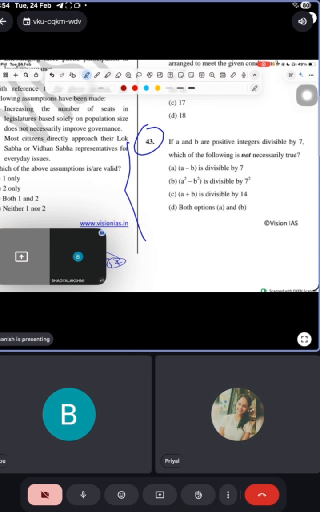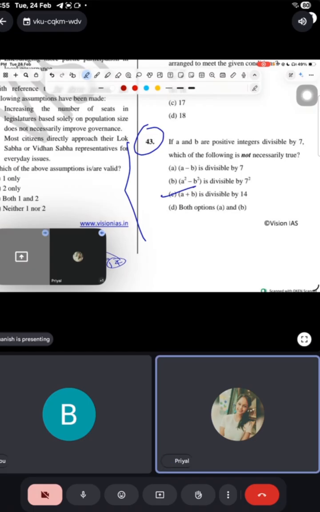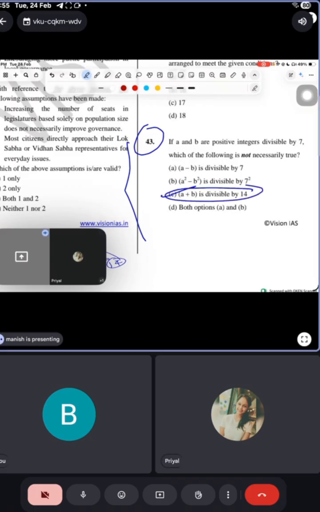We have a condition given. We have to check the answers here. So tell me the condition. A and B are positive integers and these are divisible by 7. So we have to check the options which are not satisfied. See now, let me tell you guys, I will not check these options. I will just mark this answer. Because you know what? This is not true actually. Do you know why? Let me tell you why.